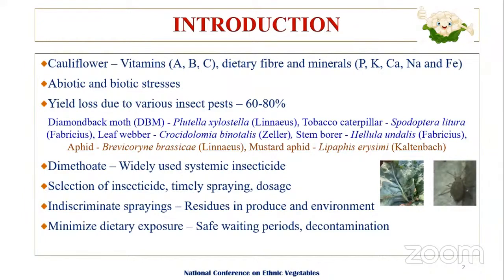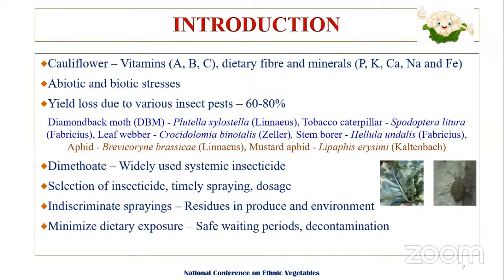Generally, farmers go for spraying of various insecticides. Dimethoate is one of the cheapest, easily available and effective insecticides being used in cauliflower. But for any pest management, selection of insecticide, timely spraying and proper dosage is very important, because indiscriminate sprayings and calendar-based sprayings lead to presence of residues in the produce, apart from leading to resistance development and resurgence. So there is always a need to minimize the dietary exposure to pesticide residues, and hence there is a need to go for safe waiting periods.